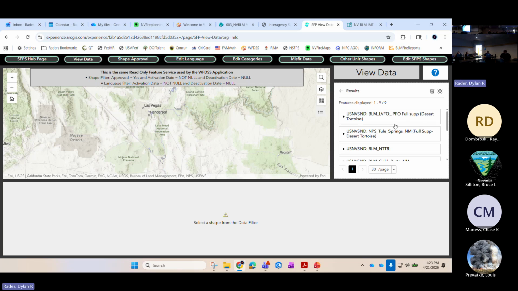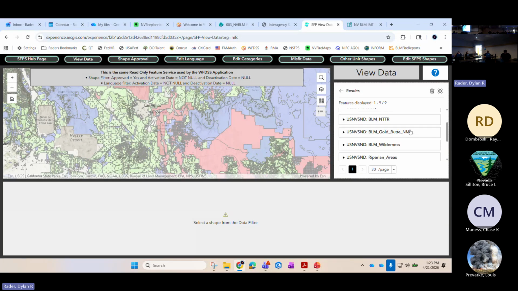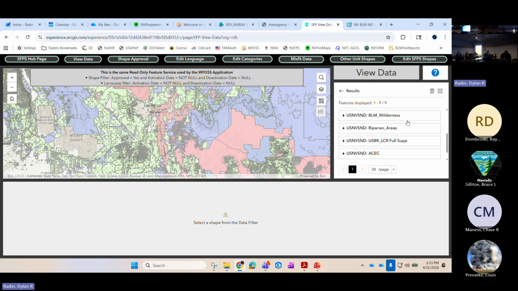So here, for example, is where you can put wildlife habitat, NTTR, Gold Butte National Monument. You have wilderness boundaries in here, you have riparian areas.